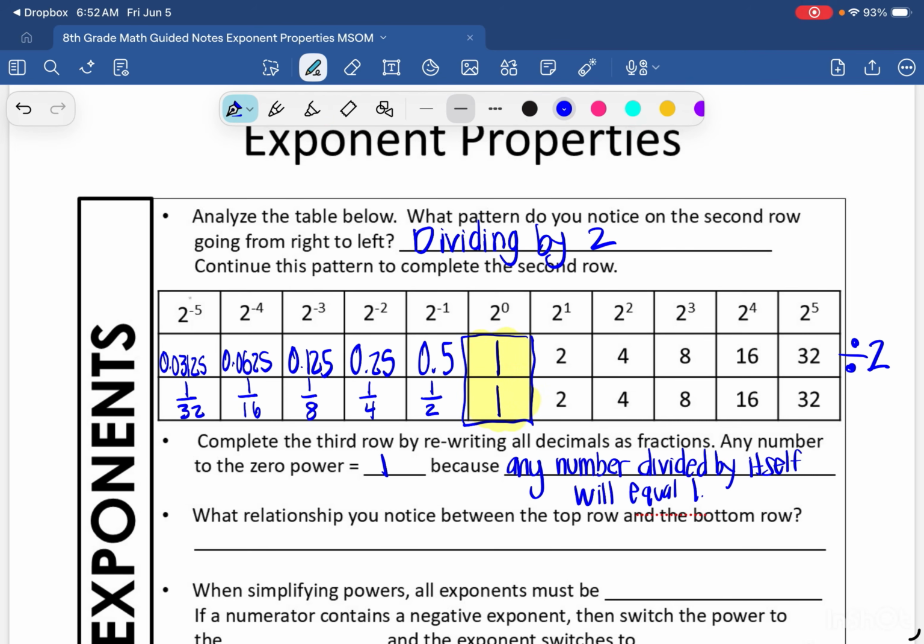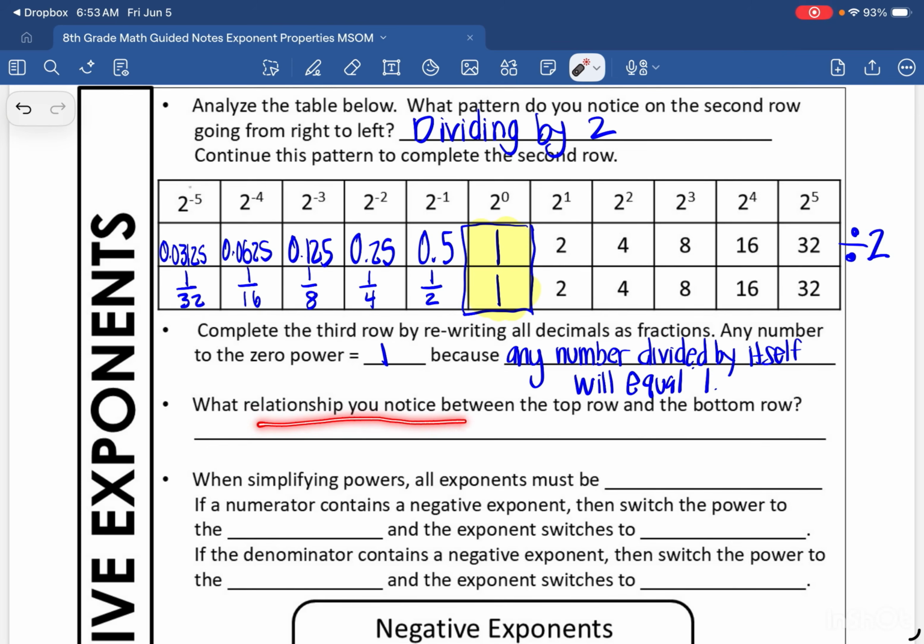And notice up on this table, the base is 2. That's why I'm dividing by 2, because of the base right there. So if the base was 3, I would be dividing by 3. If the base was 4, likewise. But when I get here to the 0 power, it's always going to give me 1, because this will be the base, and I'll be dividing it by itself, and that will give me 1. What relationship do you notice between the top row and the bottom row?